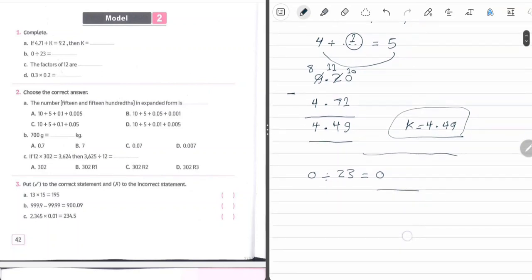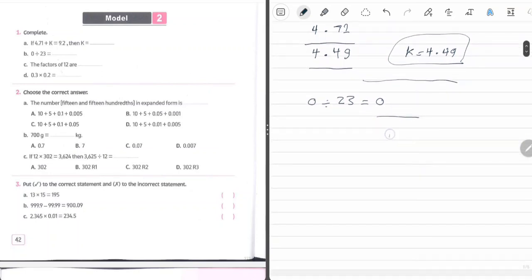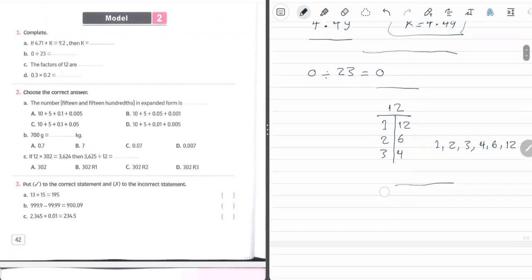Number C, the factors of 12. You will go to the times table. 12 is 1 times 12. Try to find any two numbers that multiply together to get 12. So 1 by 12 is 12, 2 by 6 is 12, 3 by 4 is 12. So the factors of number 12 will be 1, 2, 3, 4, 6, and 12. That's it.